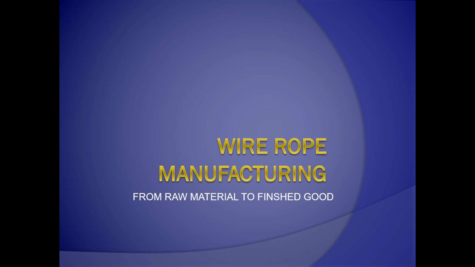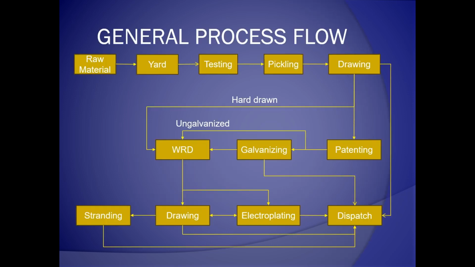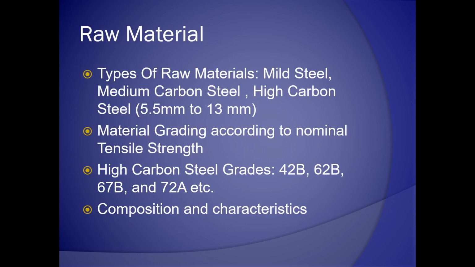This article delves into the intricate details of the general process flow, material characteristics, testing methods, coating tests, heat treatment, and various phase diagrams associated with wire manufacturing. General process flow. The process begins with different types of raw materials such as mild steel, medium carbon steel, and high carbon steel, ranging from 5.5 mm to 13 mm.